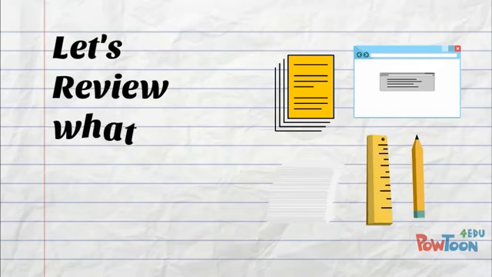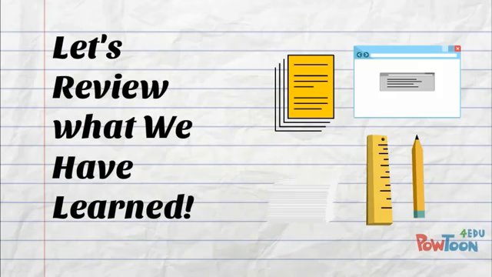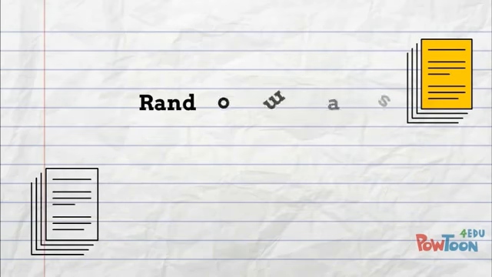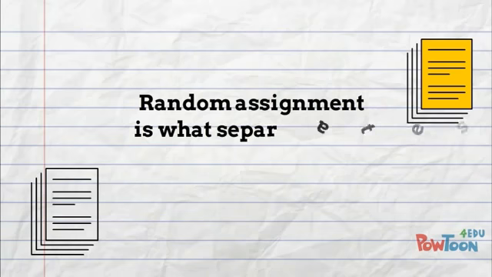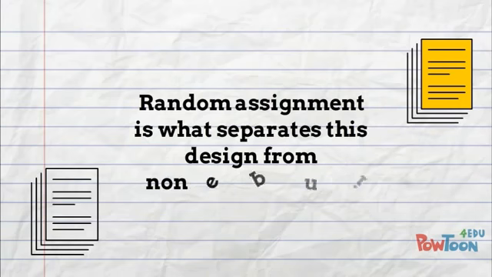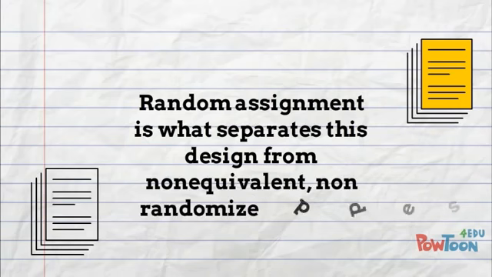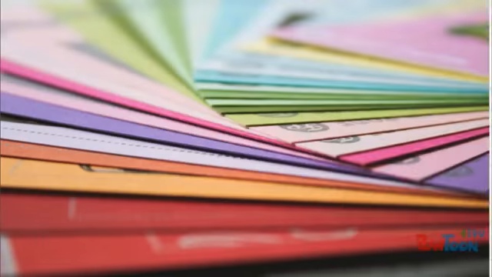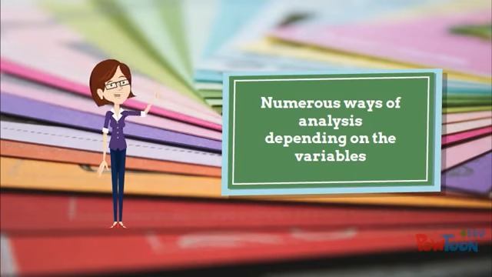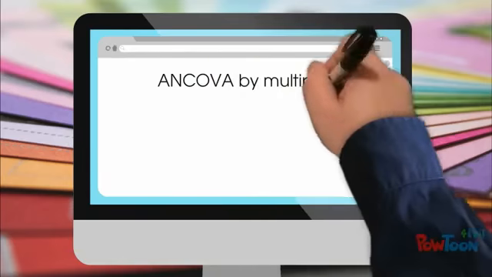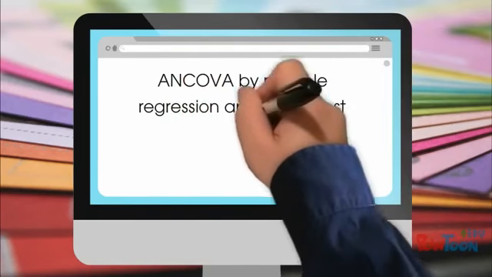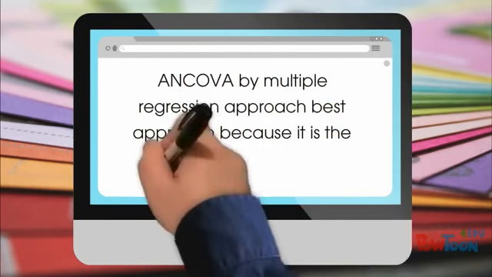Let's review what we have learned about pre-test, post-test comparison group designs. Remember that random assignment in the pre-test, post-test comparison group design is what separates this design from non-equivalent, non-randomized group designs. We can conclude that there are numerous ways of analysis of the pre-test, post-test group comparison design depending on the variables, but the ANCOVA by multiple regression approach is considered the most powerful because there is less variability due to error.